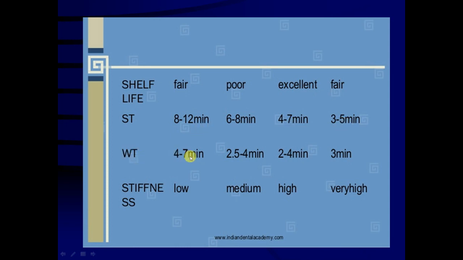So working time: 4 to 7 minutes of your polysulfide, 2.5 to 4 minutes of condensation silicon, 2 to 4 minutes of addition silicon, and 3 minutes of polyether. Stiffness: polysulfides has the low stiffness, condensation silicon has the medium stiffness, addition silicon has the high stiffness, and polyether constitutes a very high stiffness.